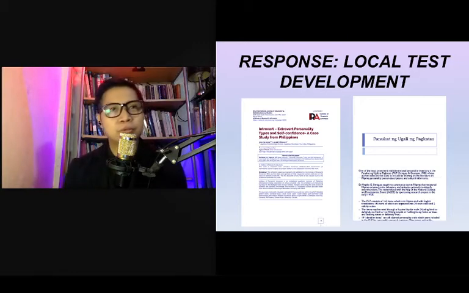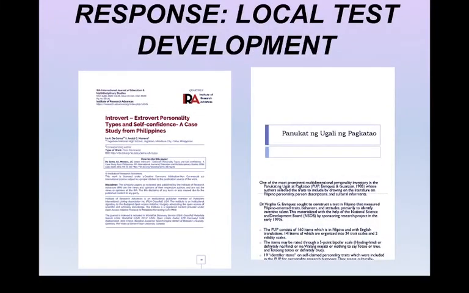But what can we do? Wala naman kasing available na local personality test. Kaya nga merong mga psychometricians, merong mga test experts in the Philippines, yan yung nagiging project nila in their careers to develop local test na pwede nating ipangtapat sa mga foreign personality test. Like for example, panukat ng ugali ng pagkatao.